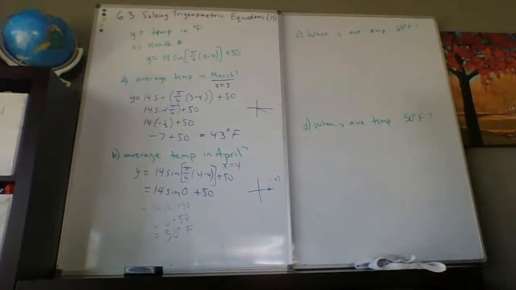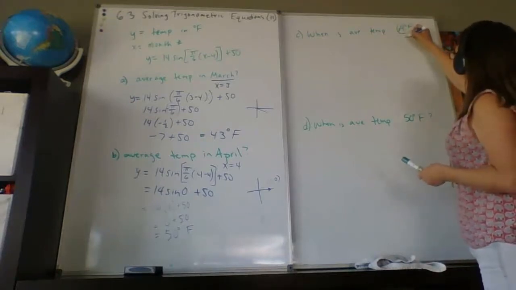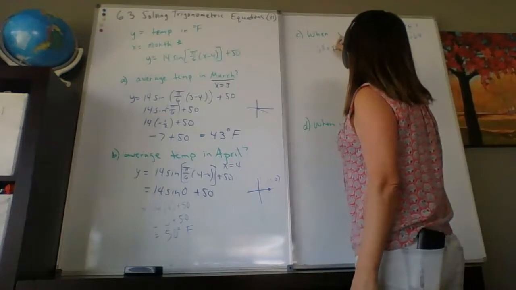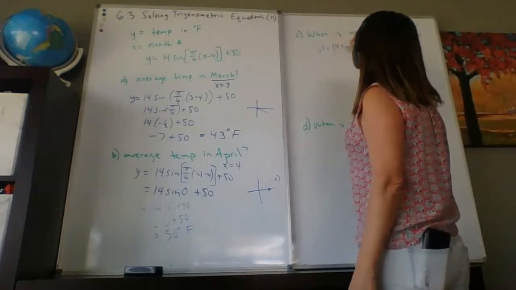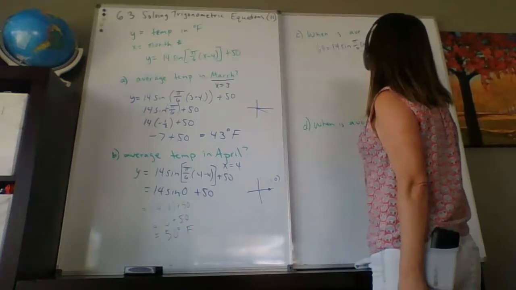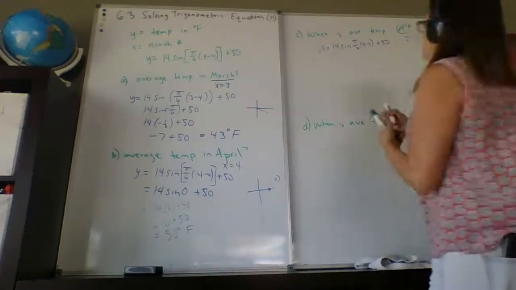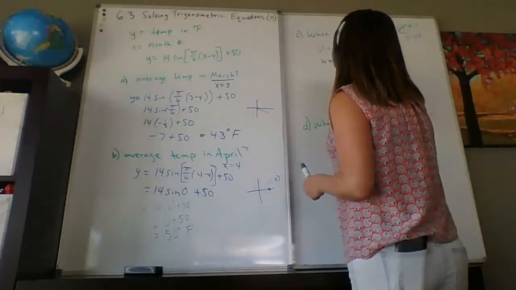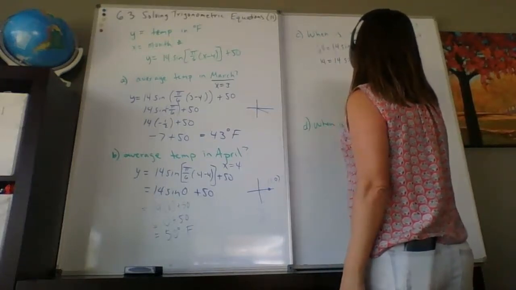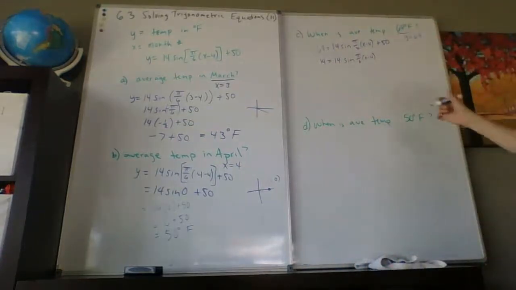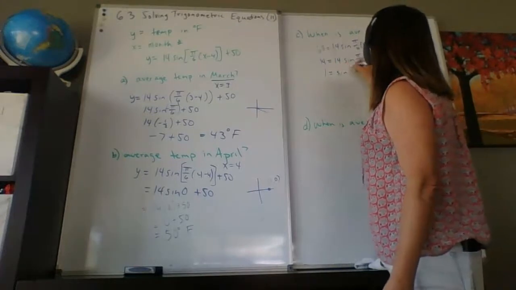Now C. When is the average monthly temperature 64 degrees Fahrenheit? So now they're giving us the temperature, which is the Y. So we're going to plug in Y equals 64. So we get 64 equals 14 sine pi over 6 times X minus 4 plus 50. We're going to first subtract over the 50. So we get 14 equals 14 sine of that quantity. Then we will divide both sides by 14. So we end up getting 1 equals sine of that quantity.